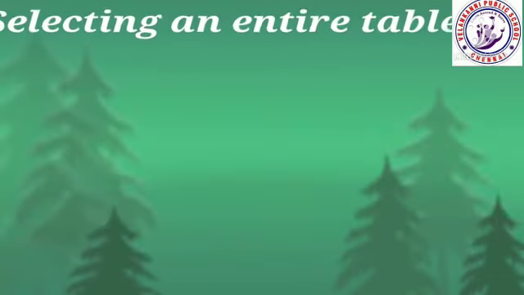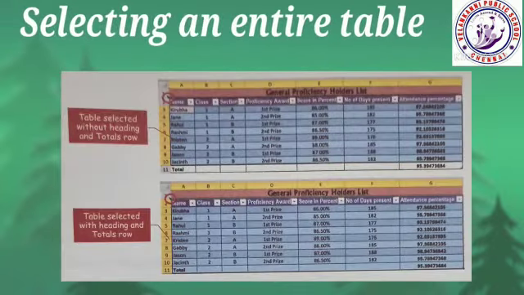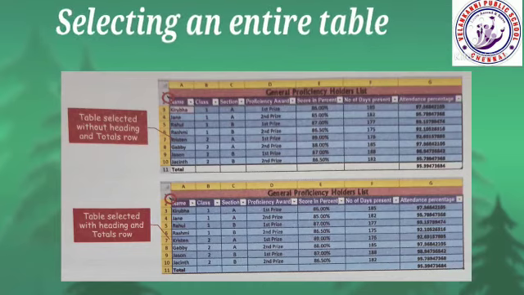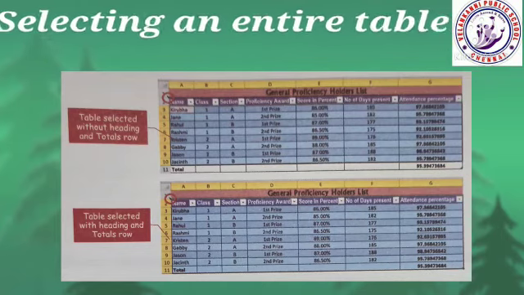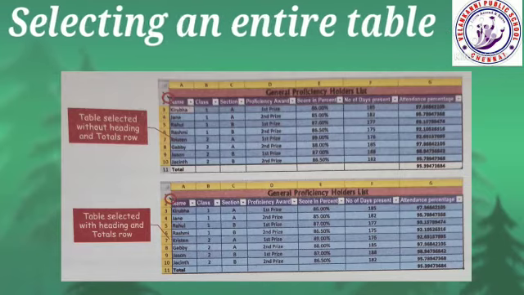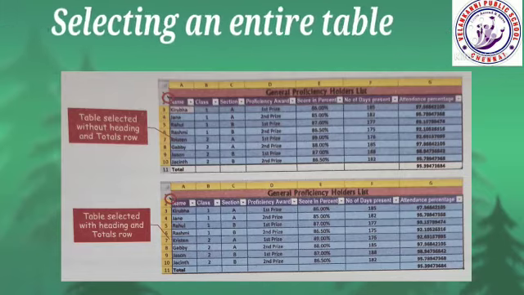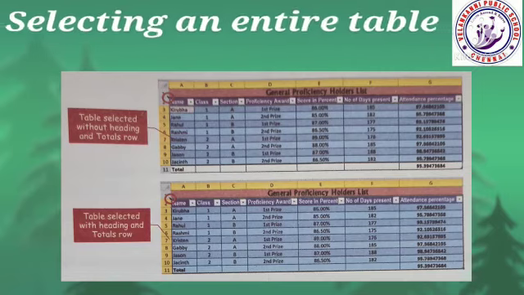Next we are going to see how to select an entire table. To select the table data area, click the upper left corner of the table. The mouse pointer will change to a southeast pointing arrow like in the image. To select the entire table, including the table headers and total row, click the arrow twice.